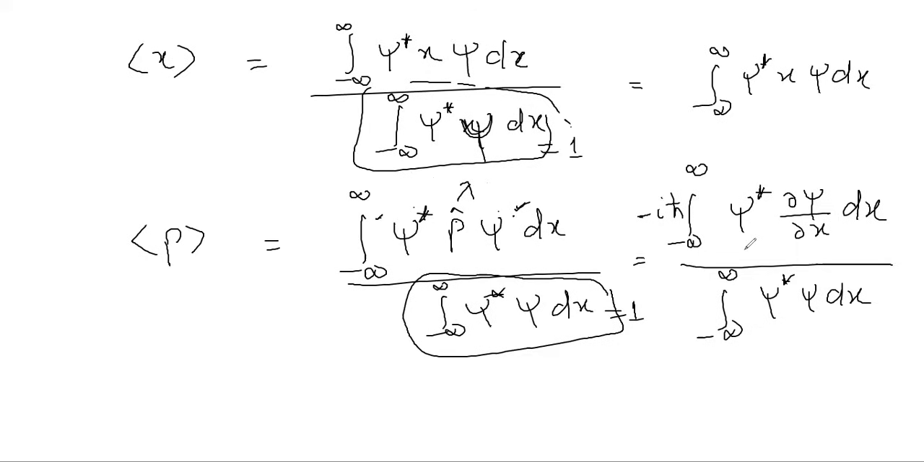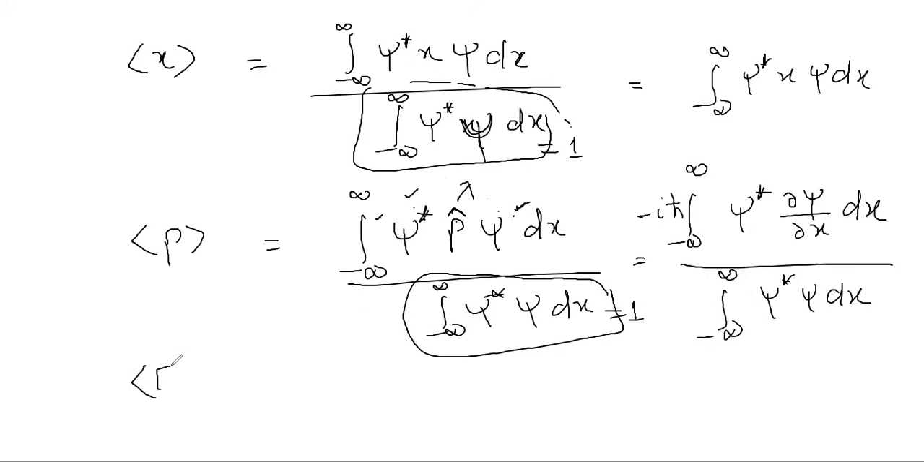That term will also be a useless term. So the sequencing is very important. You always have psi star in the beginning, then you have the operator, and then you have the psi, the wave function as it is.